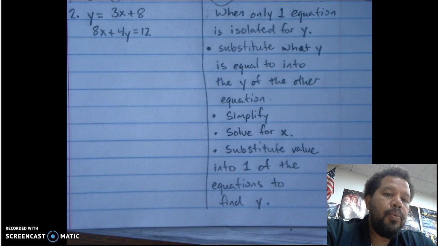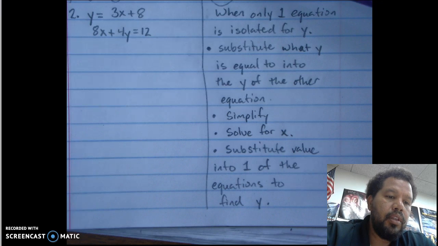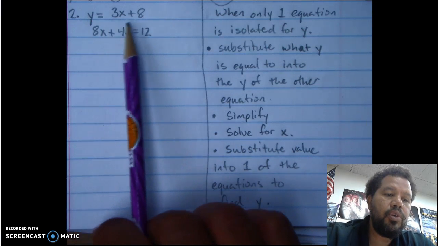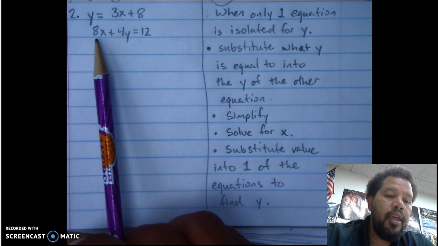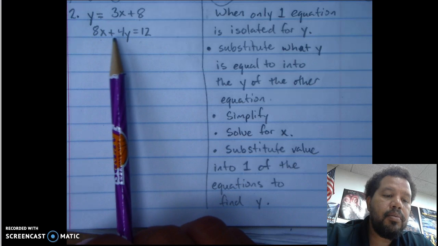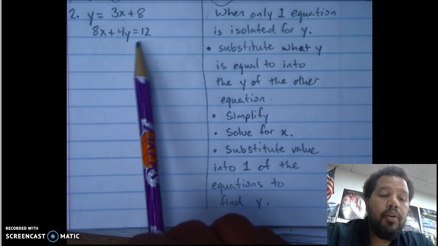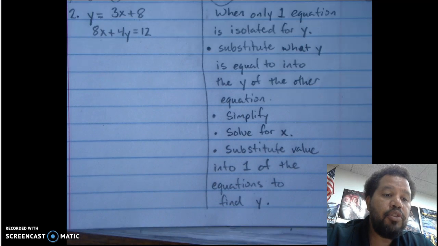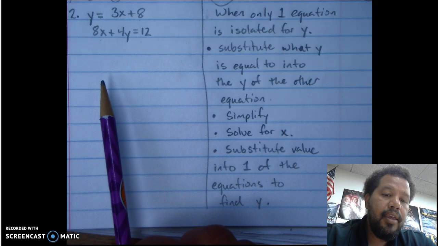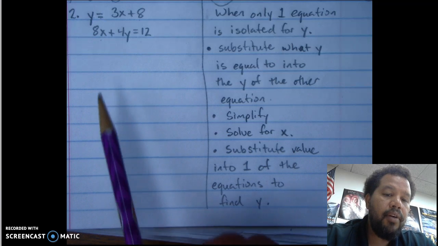So in this example, there's only one equation that has been isolated for y. So this first equation, y equals 3x plus 8, has been isolated for y. And the second equation, 8x plus 4y equals 12, has not been. So the steps that we're going to take to solve this algebraically using substitution is we're going to substitute what y is equal to into the y of the other equation.